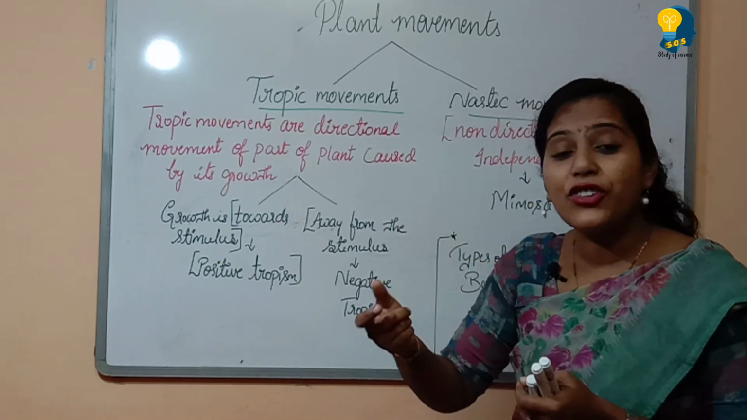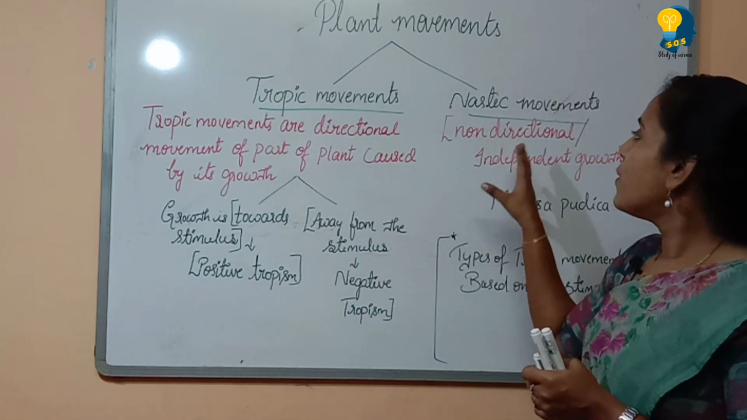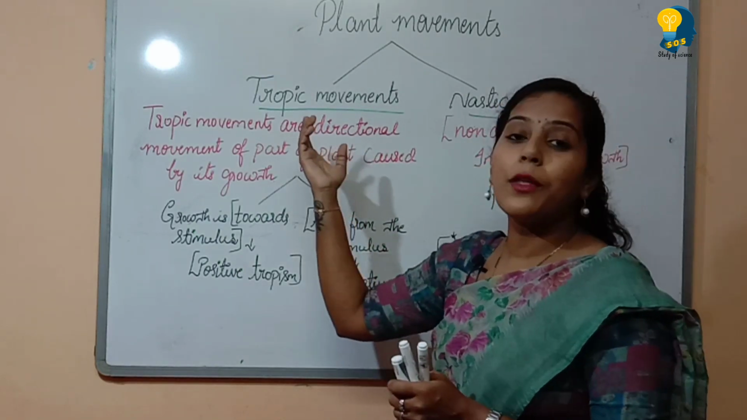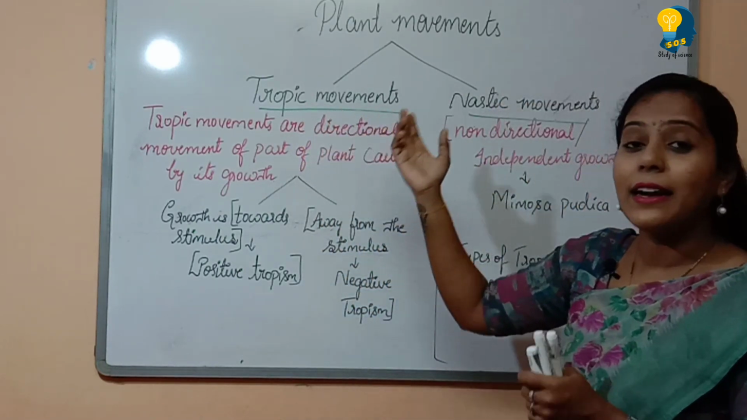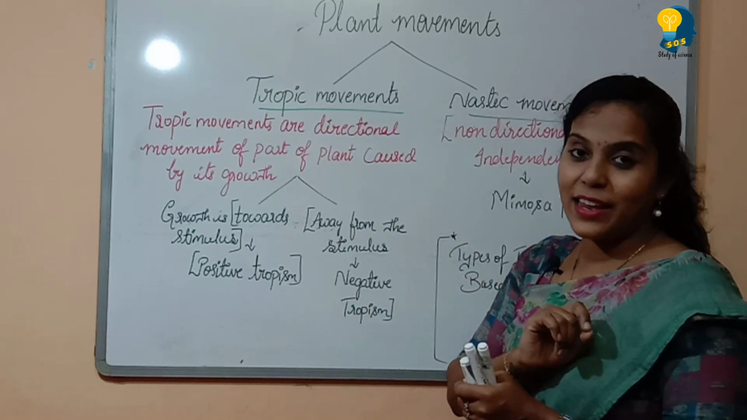They are the non-directional movement of the plant. They are independent of the growth. Okay? So we call it the nastic movement. Clear? What kind of movements are we going to understand about the plant under plant movements? One is the tropic movement and one more is the nastic movement.